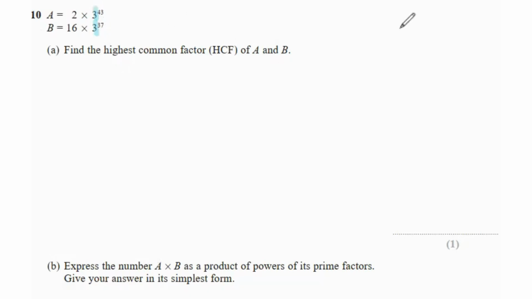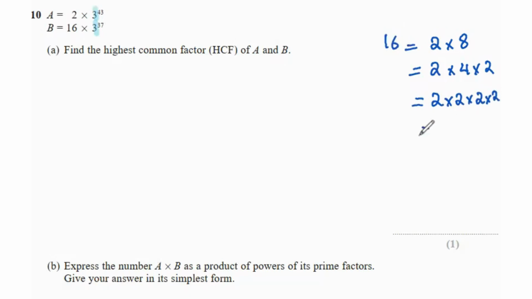For this, we know 16 is 2 times 8. 8 is 4 times 2. 4 is 2 times 2. So we have four 2's. That means 16 can be written as 2 to the power of 4. So B is 3 to the power of 37 times 2 to the power of 4.